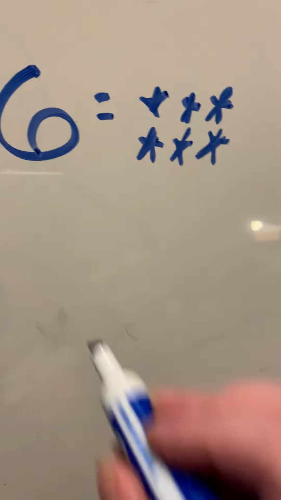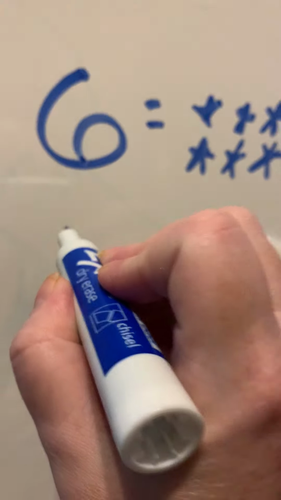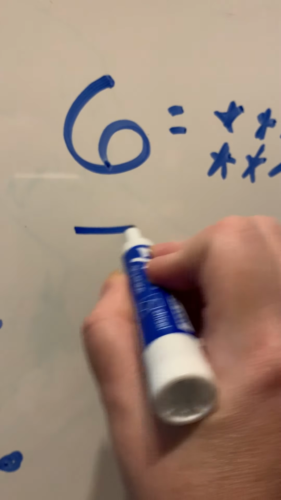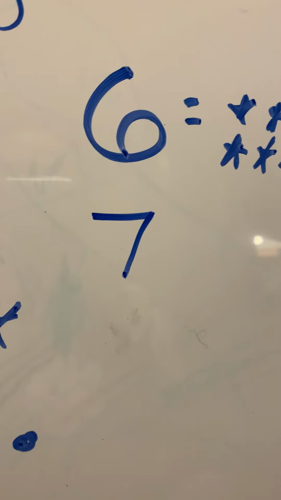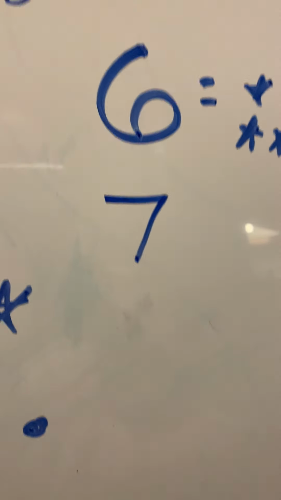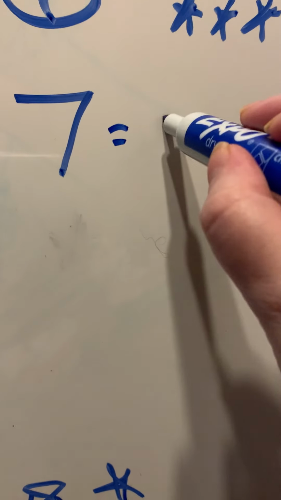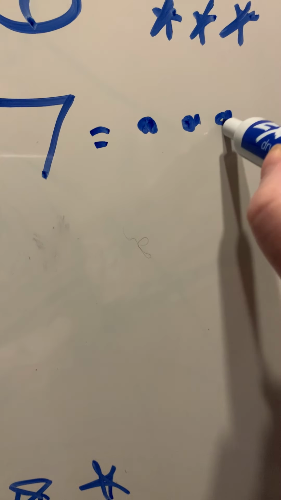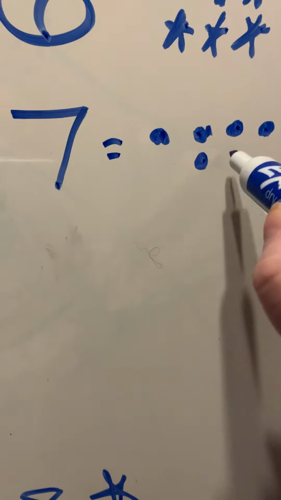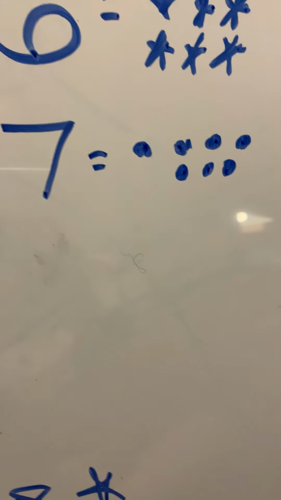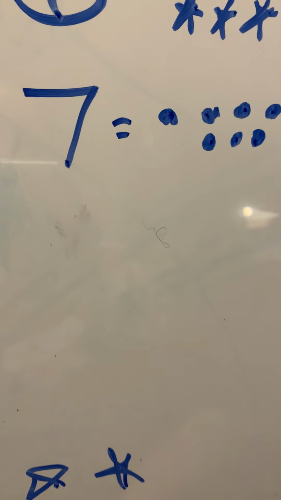Our next number is 7. 7's a nice easy number to make because all you have to do is take your pencil or your finger and go over, down. That is a 7. Over, down, 7. Now we're going to make 7 of something. 1, 2, 3, 4, 5, 6, 7. That is the number 7.